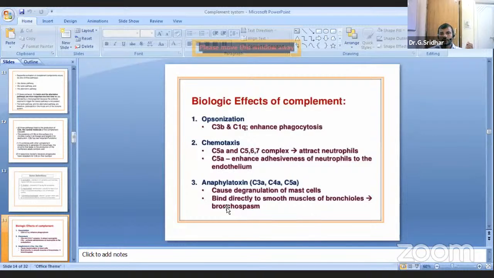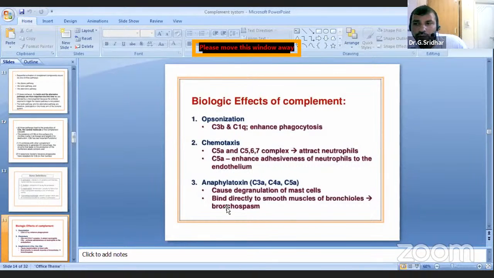Then chemotaxis. When C5a is activated, it can also activate the C5, C6 and C7 complex and attract neutrophils and eosinophils, and make neutrophils adhere to the endothelium or epithelium. That means sometimes this C5, 6, 7 will work as a chemotactic factor. What is the meaning of chemotactic factor? Chemotactic factors can recruit the immune cells at the area of infection by releasing chemical mediators. That is called the chemotactic process.